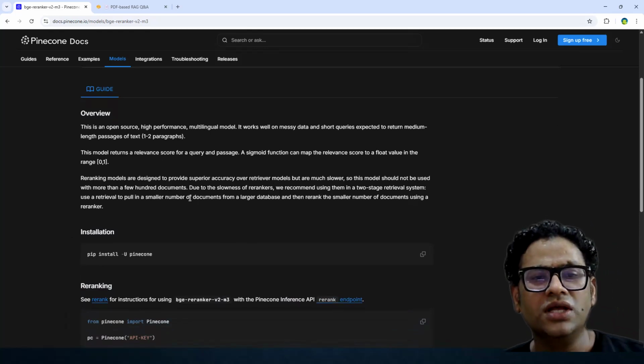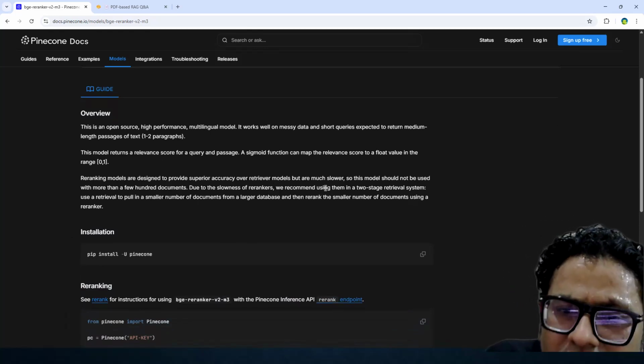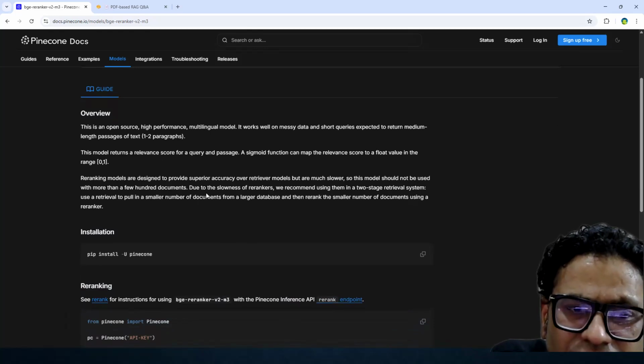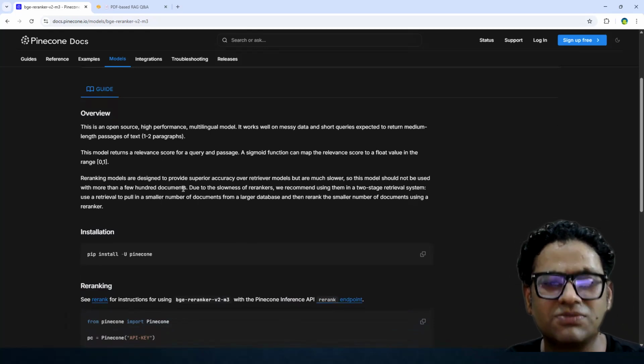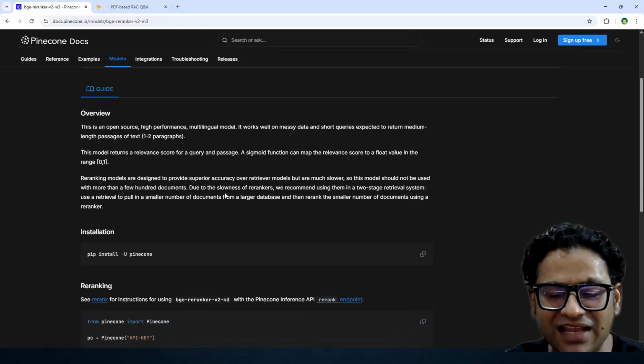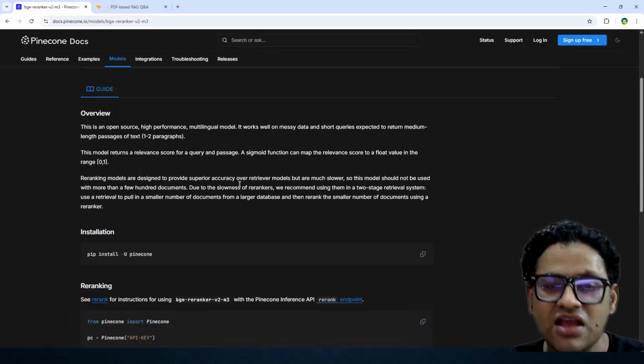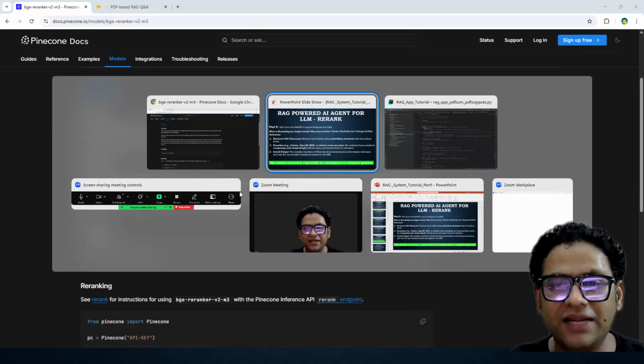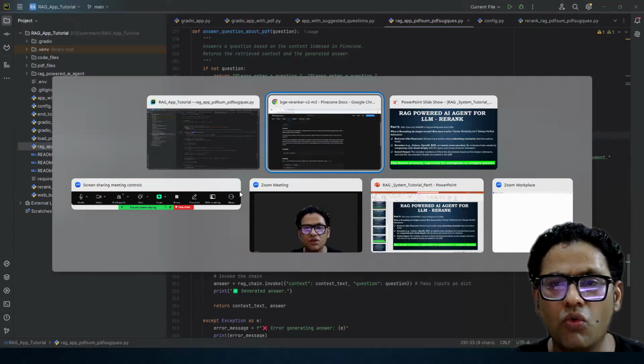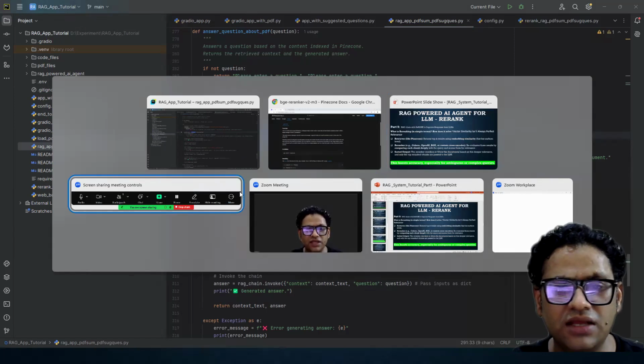So due to the slowness of the re-ranker, we recommend using a two-stage retrieval system. First, we extract a smaller number of documents from a larger database with the vector similarity, and that information we feed into the re-rank model so that we can get the precise response, right? Let me show you the current state of the application.